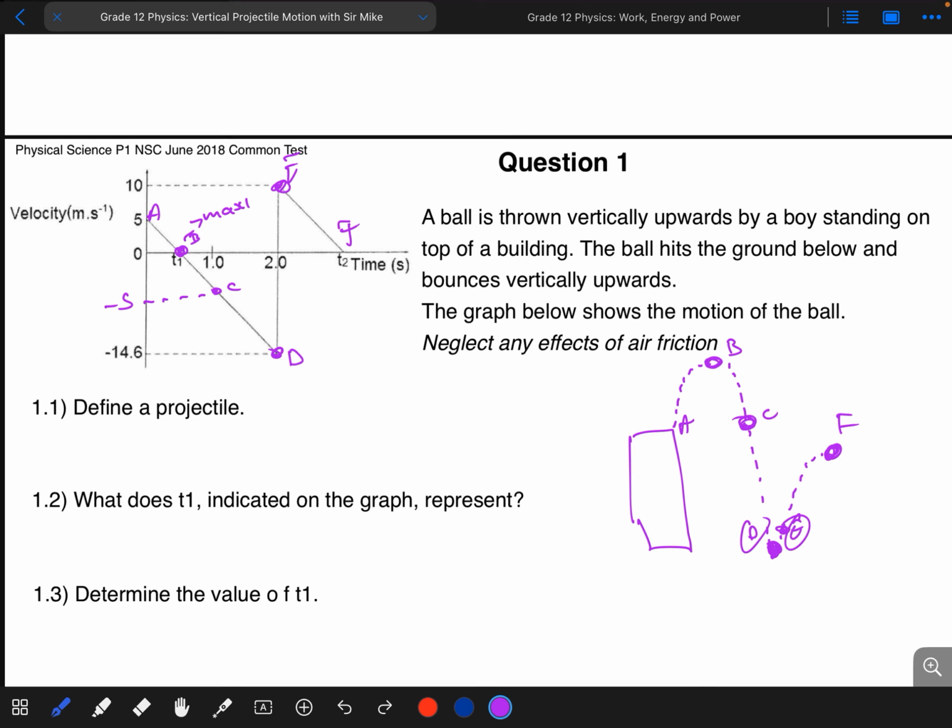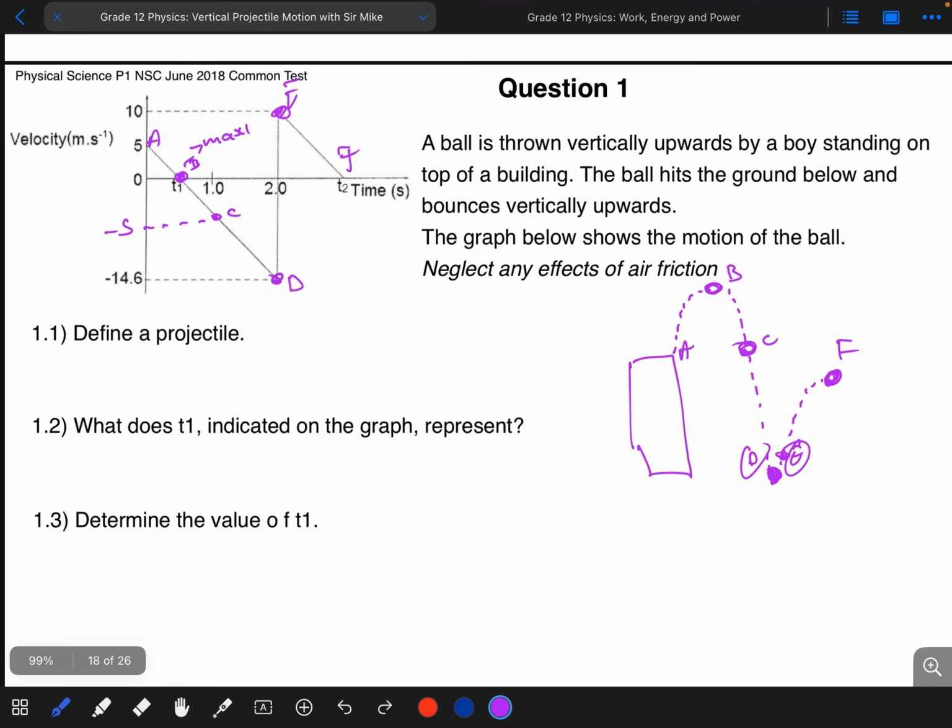So for 1.2 they ask what does T1 indicated on the graph represent? We know that T1 represents that point where your object is at its maximum point. So T1 represents the maximum point. When your graph crosses the x-axis, your object is simply at its maximum point.